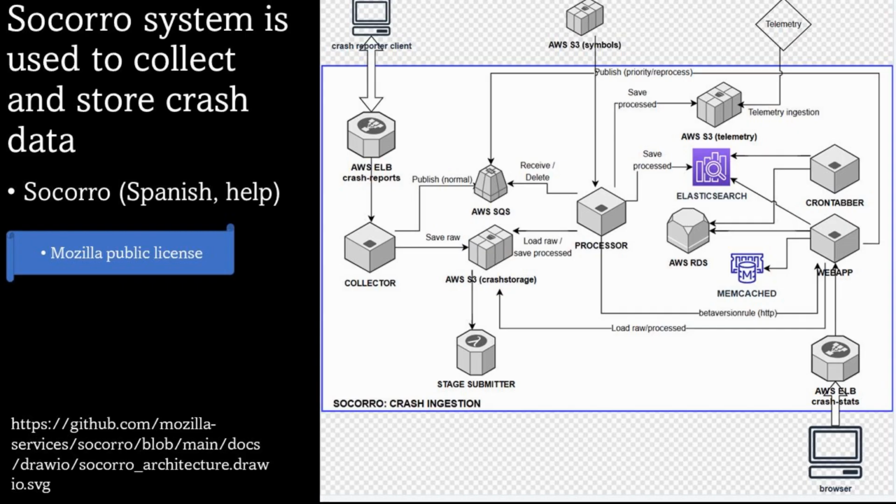Here, we see the current architecture of the Socorro crash reporting system used by the Mozilla Firefox project. Socorro, which means help in Spanish, is an open-source crash ingestion and analysis platform developed under the Mozilla Public License. The diagram illustrates the flow of crash data starting from the crash reporter client, moving through AWS infrastructure for storage and processing, and ultimately being analyzed and displayed in a web application.